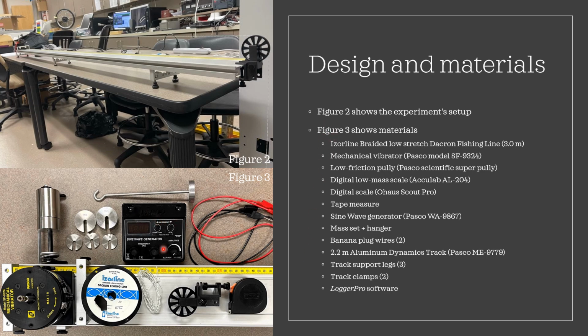Over here is a bunch of the materials. Some of the important ones to note are the sine wave frequency generator and the banana plugs, which link up to create a frequency. This is the mass hanger that hangs on this string, which is draped over the pulley, and that's just shown in this figure. So overall, it's pretty easy to set up.